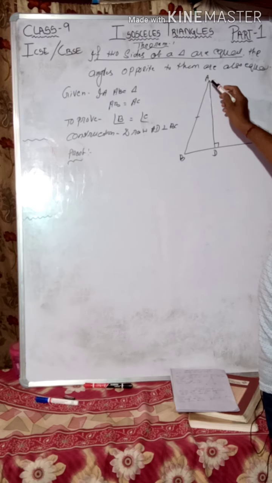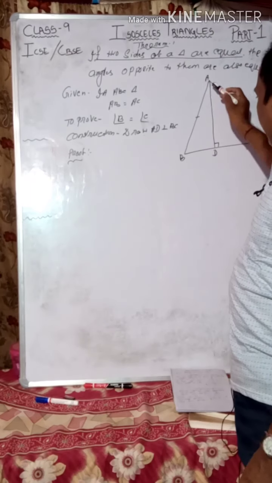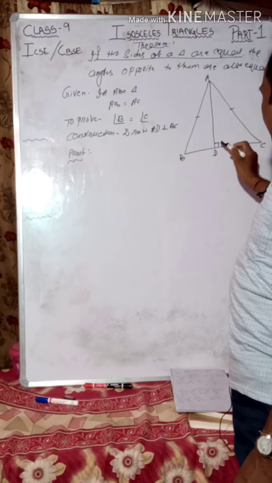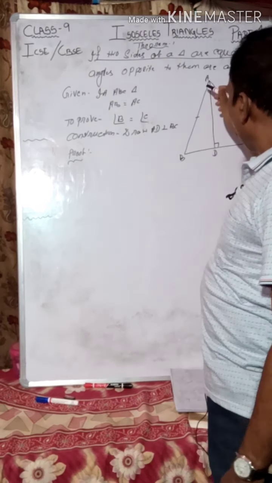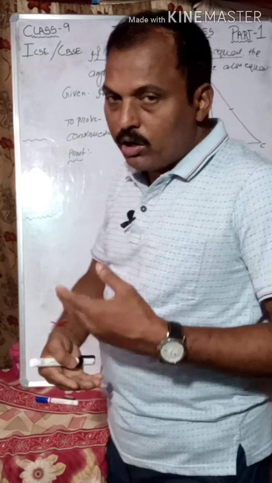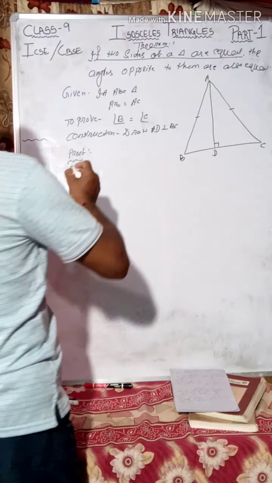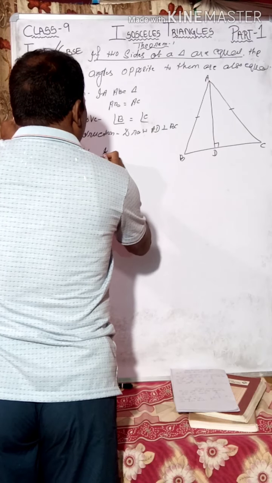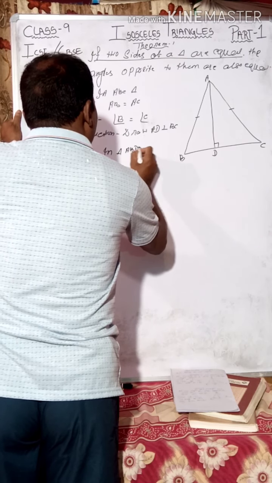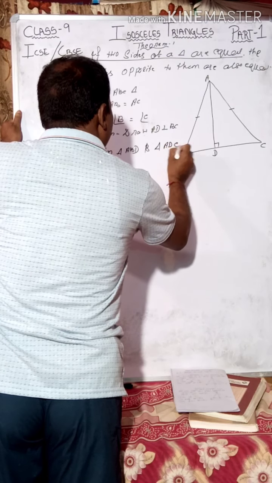triangle ABC is now divided into two right angle triangles as AD is perpendicular to BC. Then triangle ABC is divided into two parts, ABD and ADC. Now we compare the two triangles. Very simple, very easy. In triangle ABD and triangle ADC.